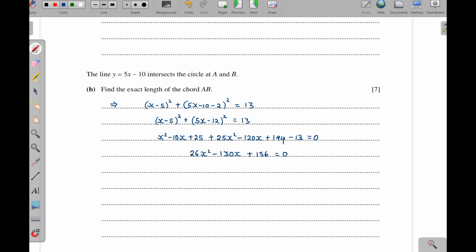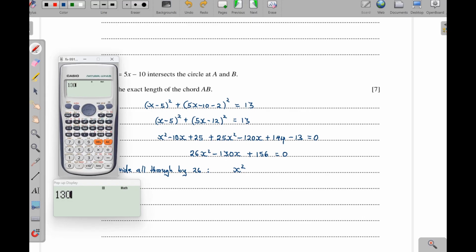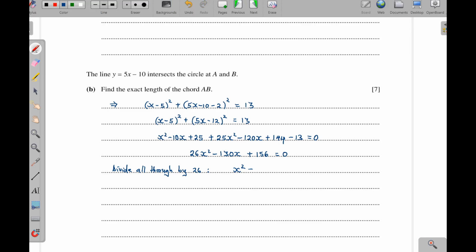So this is a quadratic equation in x, but can we divide all through to simplify it? Okay, we divide all through by 26. So we shall have x squared. What is 130 divided by 26 and then 156? 130 divided by 26, that's a 5. Then 156 divided by 26, that's a 6. So we have x squared minus 5x plus 6, which is equal to 0.